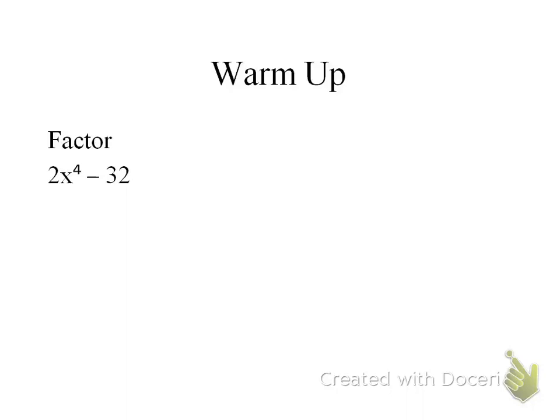Warm-up is on the board. How do I do it? Divide by 2x. Or divide by 2. Yeah, you're going to take out a 2, so you get 2x to the 4th minus 16. Then what?